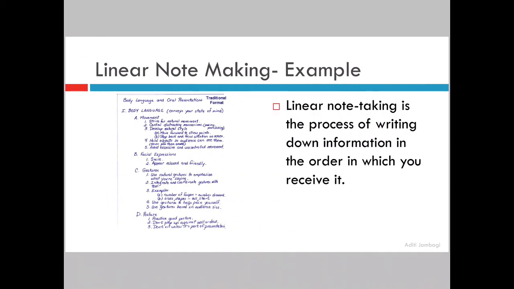Linear note making में we are seeing an example कैसे लिखते हैं. So there is an image on the screen. It is talking about body language and oral presentations. So body language is your main heading. It conveys your state of mind लिखा हुआ है. And then what are the other features in body language? Movement is covered, facial expressions, gestures, posture and all these things are there. So you see movement subheading is there, and under that there are about 5 points, and in that also some points have sub points. So this is the way you will make linear notes.